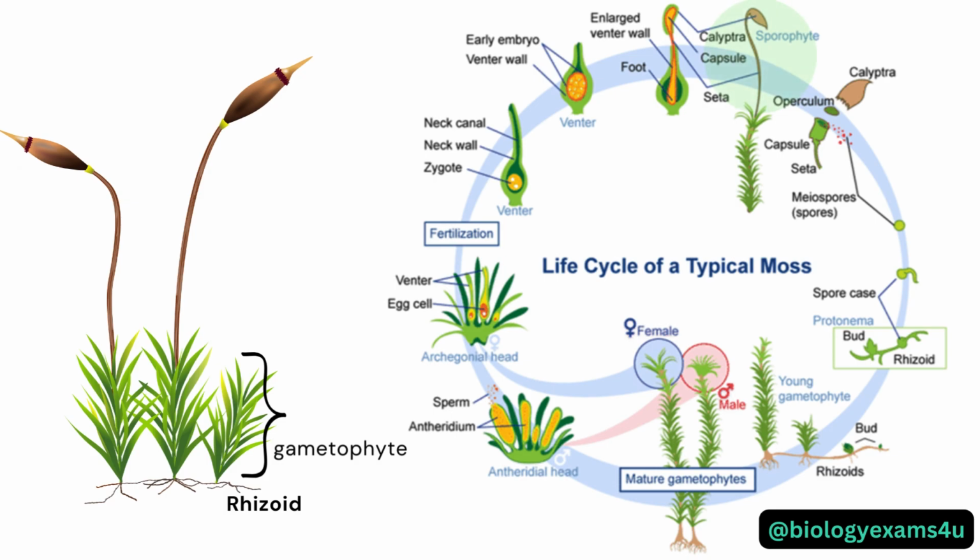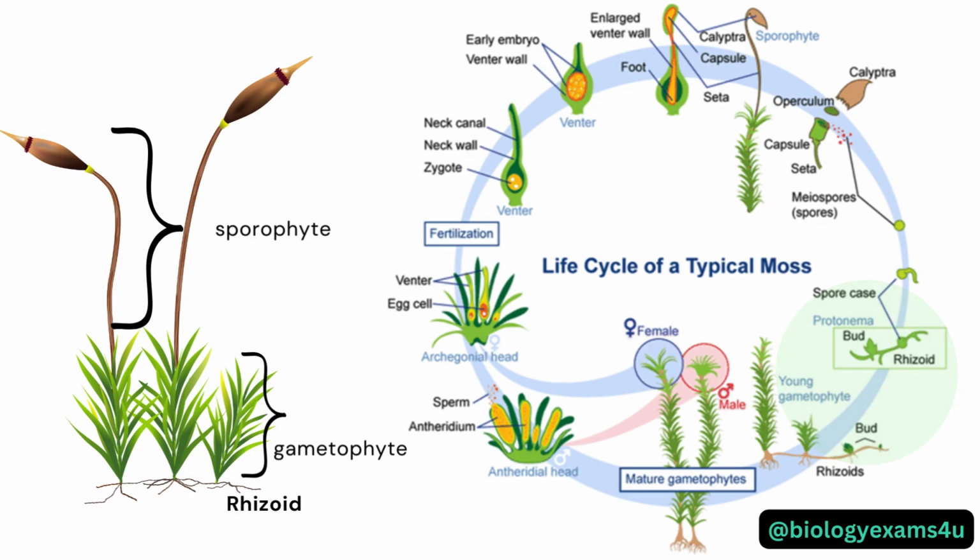So this is a sporophyte. In bryophytes, this sporophyte is dependent on the gametophyte, as you see. This leafy structure is the gametophyte, and the sporophyte is dependent on and attached to the gametophyte. Inside this capsule, spores are formed by meiosis. Then the spores are released. Then again, the gametophytic phase starts.